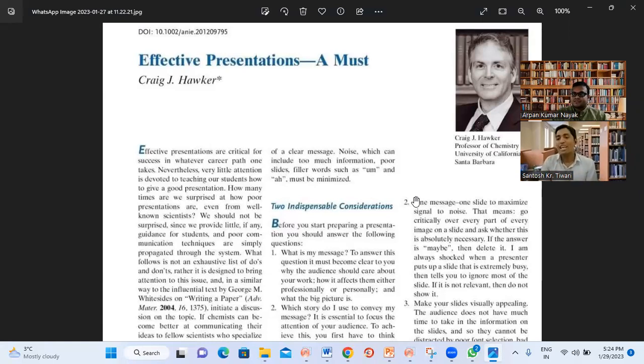But in the last line he wrote, simple is the best, Santosh. There is no need to use very exaggerated English, very complex English. No, simple is the best.